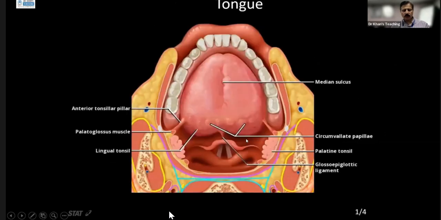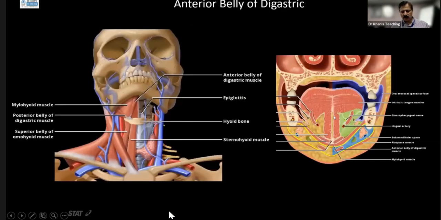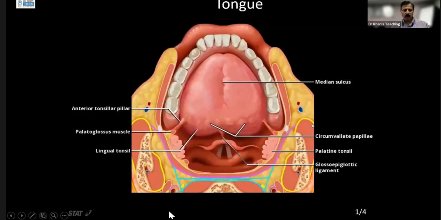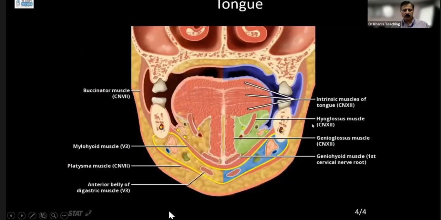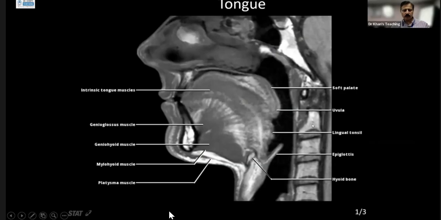So if you see this coronal, these muscles here are the genioglossus. This one and this one is the hyoglossus. Now, so this is an MR, intrinsic muscle, and this is genioglossus.